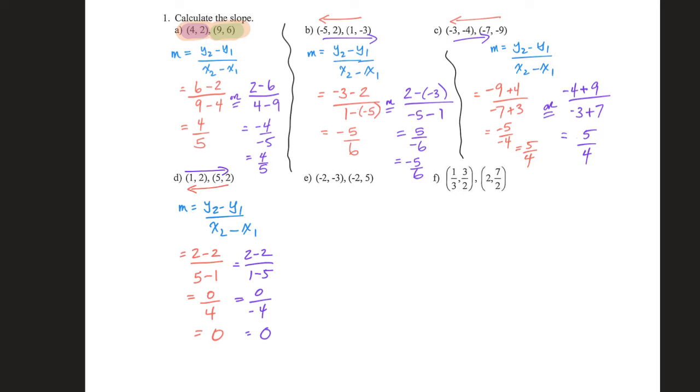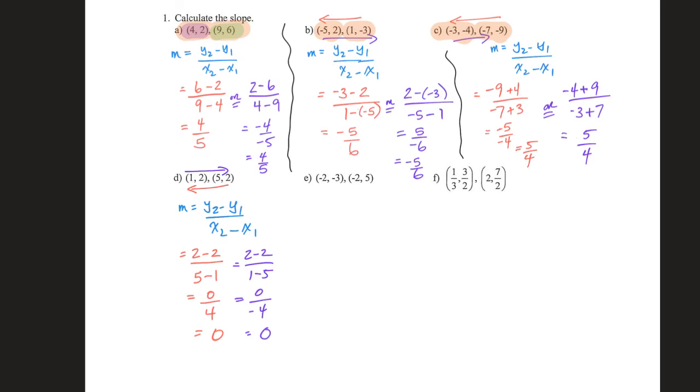So I want to come back in now on question B. I look at the first point. I look at the second point. -5, 2, and 1, -3. Are those points across from each other, or are they directly on top of each other? Nope, they're on a slant, so I calculate slope. Take a look at C. -3, -4, -7, -9. I might even start to say to myself, are they on a slant? Yep, they're on a slant, so I calculate slope.